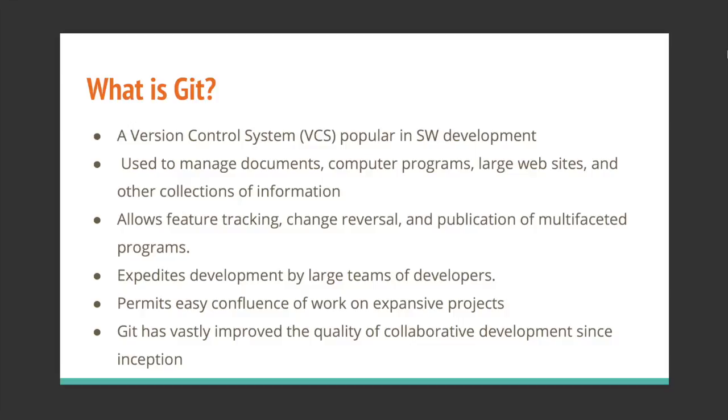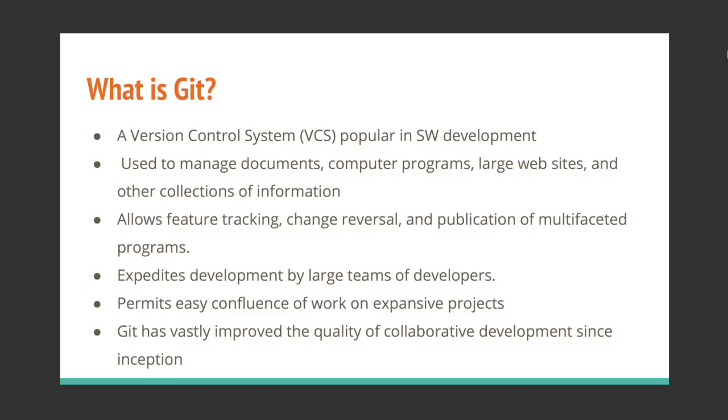It is used to manage documents, computer programs, large websites, and other collections of information. It's pretty self-explanatory. Git can be seen pretty much whenever there's a lot of data that needs to be maintained, multiple people need to be kept up to date, maybe things are always changing, there's a pretty solid chance that Git could be powering those.